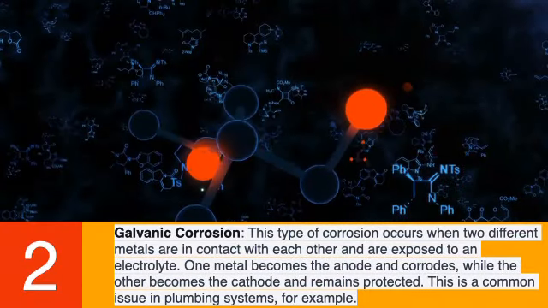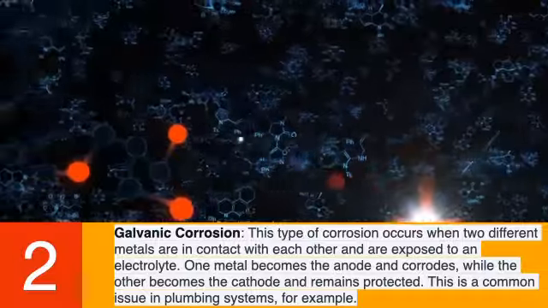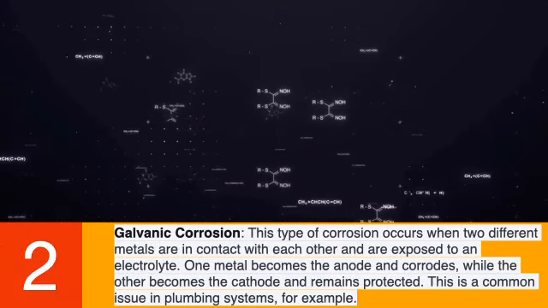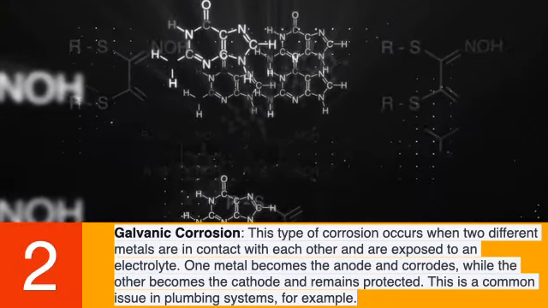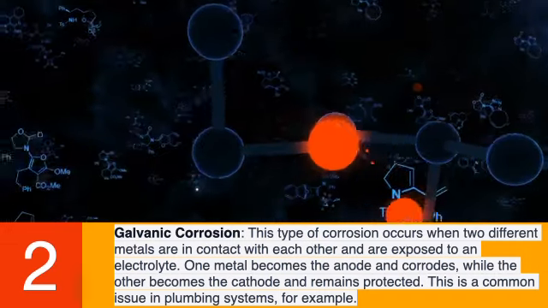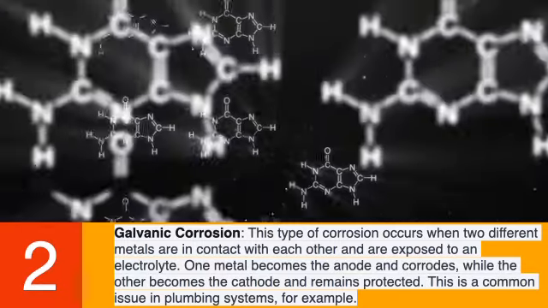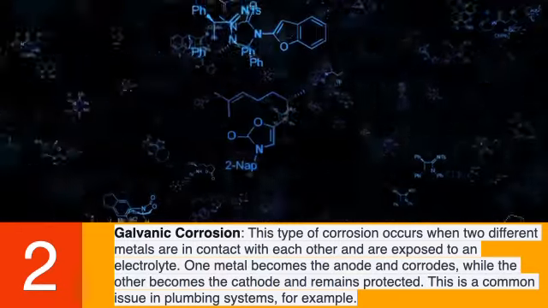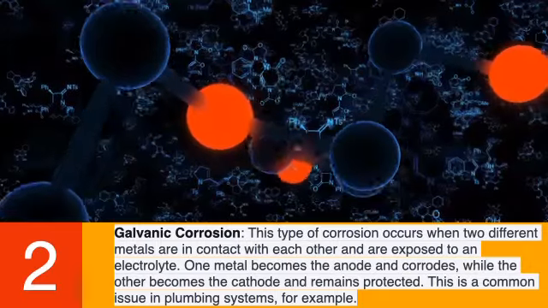Number 2. Galvanic corrosion. This type of corrosion occurs when two different metals are in contact with each other and are exposed to an electrolyte. One metal becomes the anode and corrodes, while the other becomes the cathode and remains protected. This is a common issue in plumbing systems, for example.